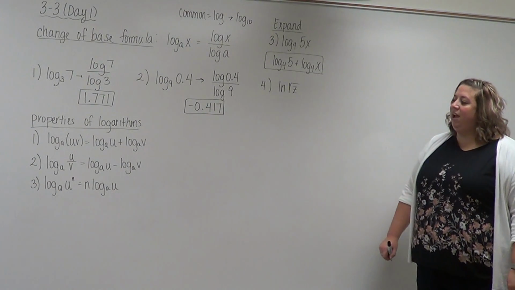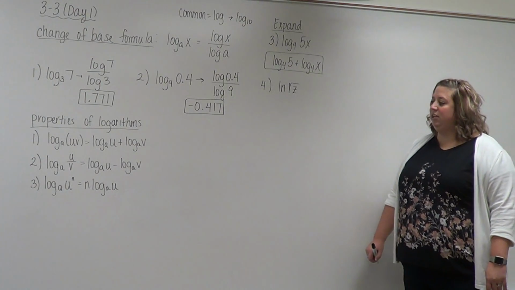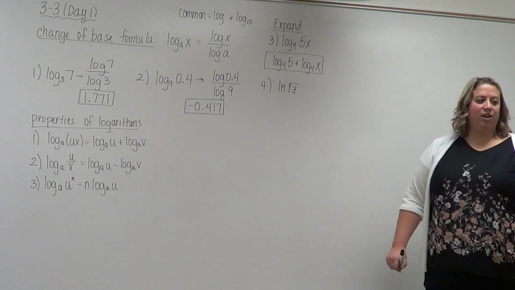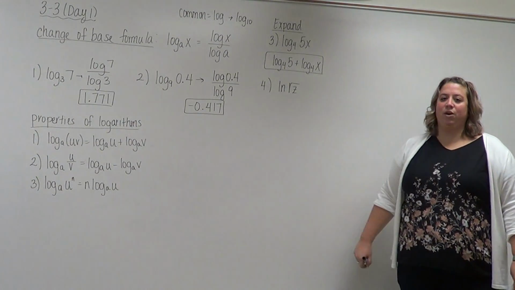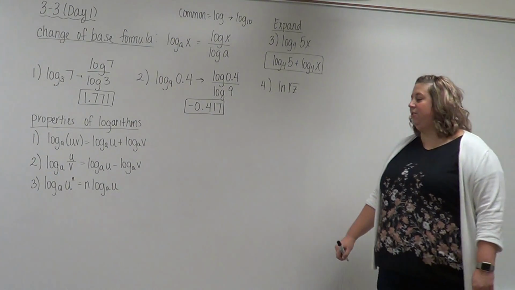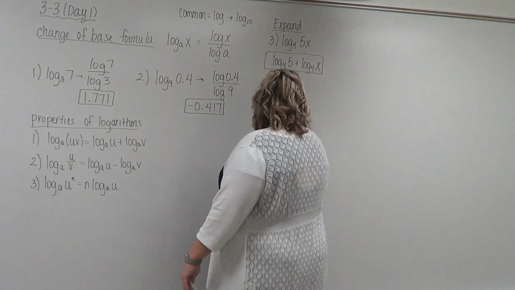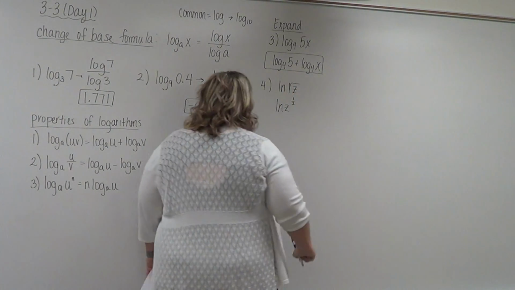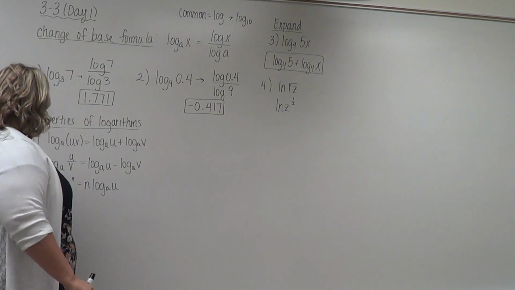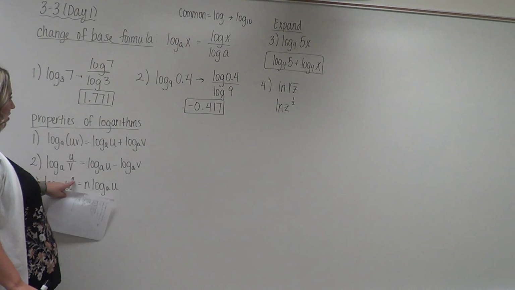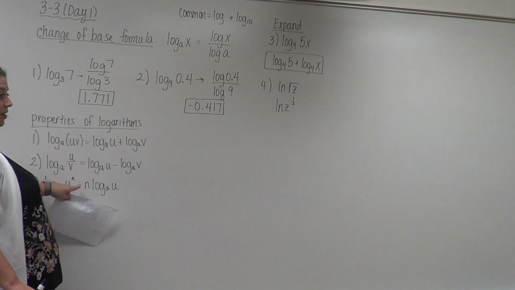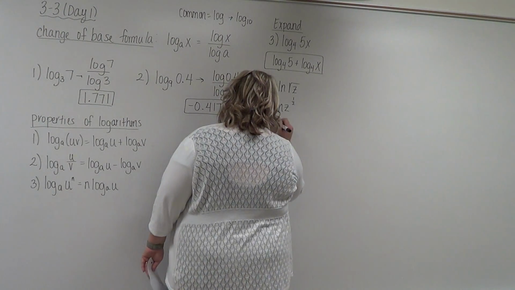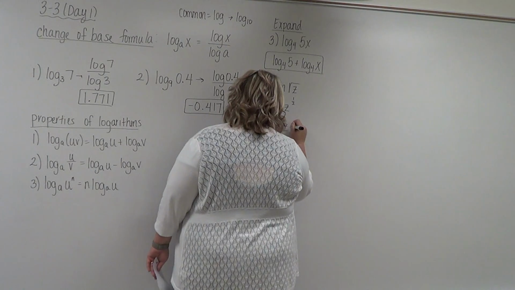Is this a multiplying, a dividing, or an exponent thingy? Okay, it's an exponent. What's the exponent for square root? 1/2. So what do I do with exponents if I want to expand them? Where do they go? In front. Yep. So this would be a half natural log z.